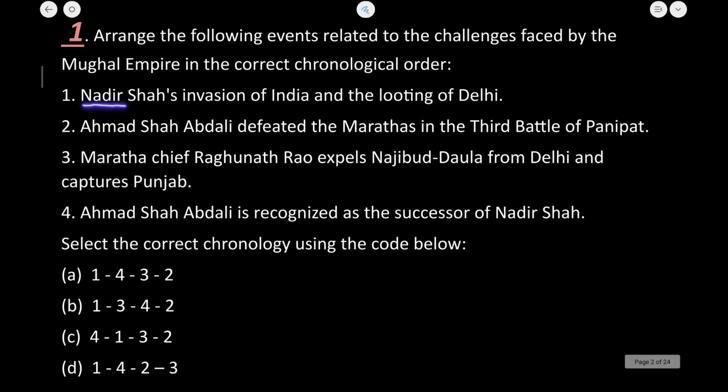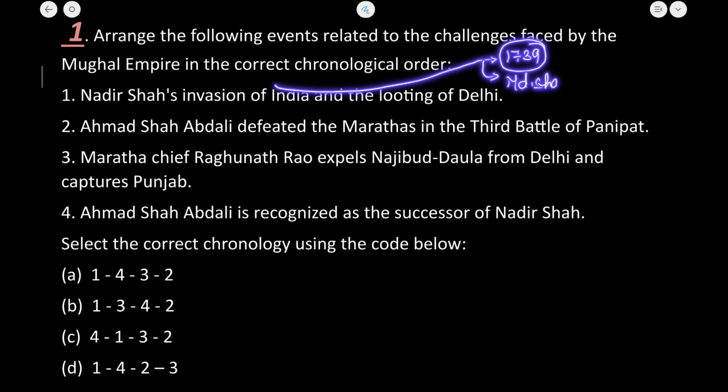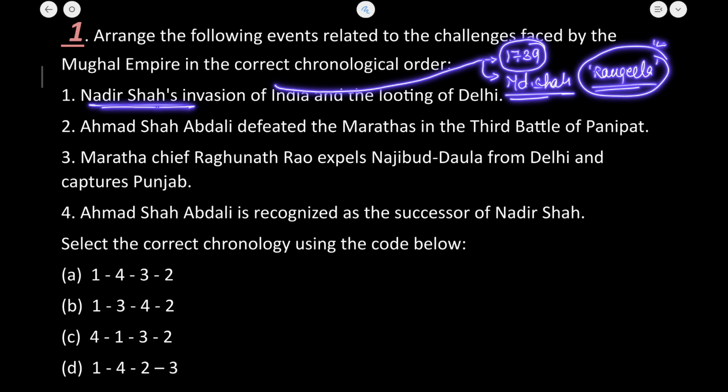Now, the Nadir Shah invasion of India and the looting of Delhi. The invasion of Nadir Shah is really famous in the context that it was made in 1739. In this year he defeated Muhammad Shah, who is also known as Muhammad Shah Rangila, because of various reasons that were there. And despite the invasion, he won obviously, and Muhammad Shah was defeated.